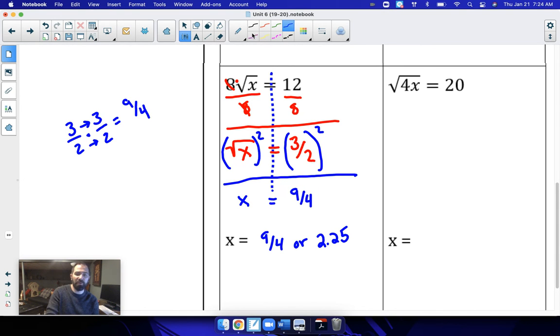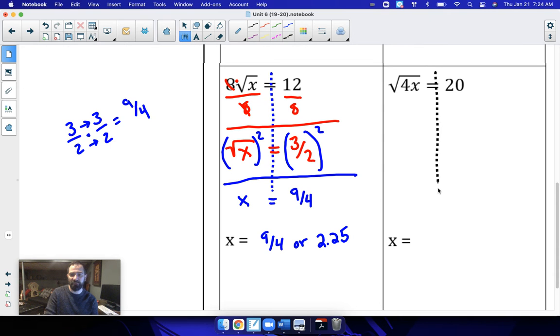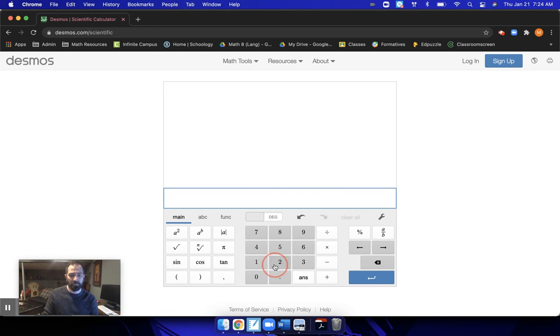We have the square root of 4x equals 20. Well, the square root's already by itself, so we're going to skip right to squaring both sides. The square root of 4x squared is just 4x. And 20 squared is 400. And if you don't believe me, 20 squared, 400.